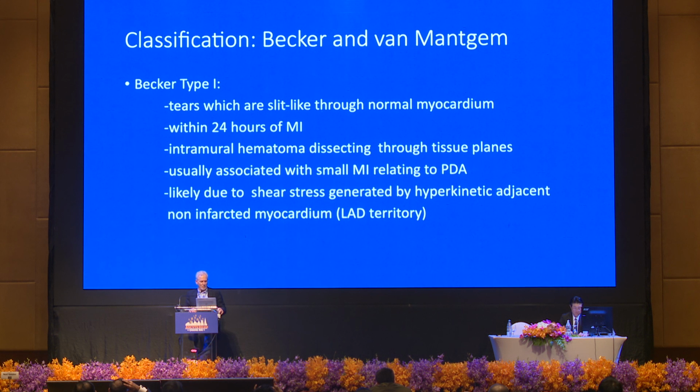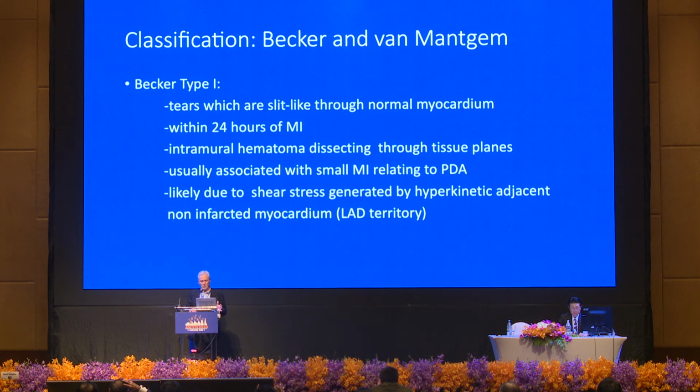A Becker type 1 is a slit-like tear through normal myocardium. It usually occurs within 24 hours of an infarct. It's an intramural hematoma which dissects through tissue planes. It's usually associated with a small infarct related to the PDA coronary territory.